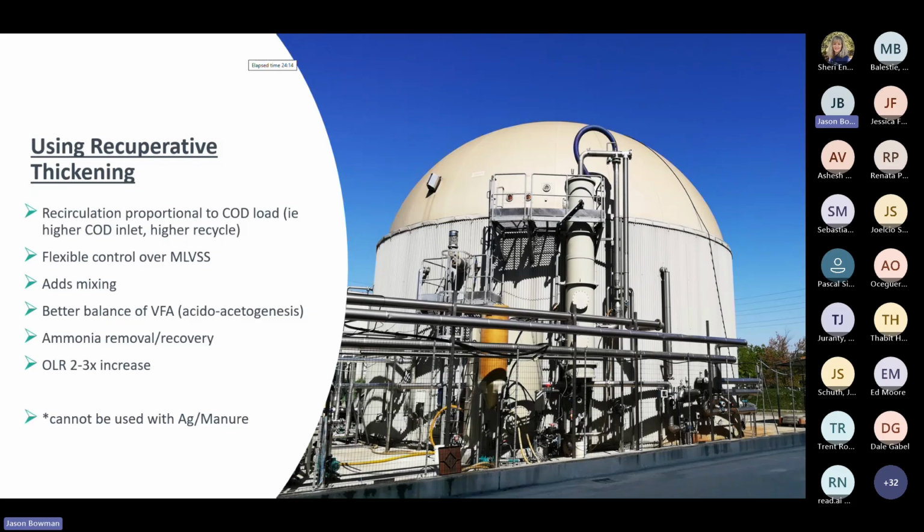One very important note to all recuperative thickening systems, these are not typically applicable to manure and agricultural operations. That is because those type of operations typically have some very specific types of colloidal and lignin-based content in the systems, and it does create challenges for separating and thickening those type of slurries.